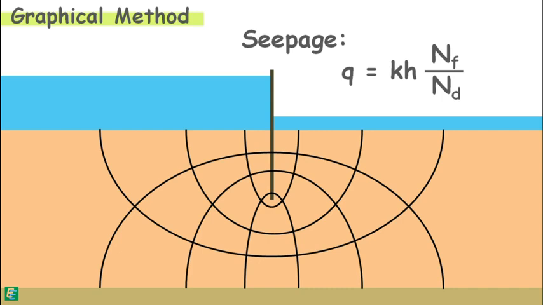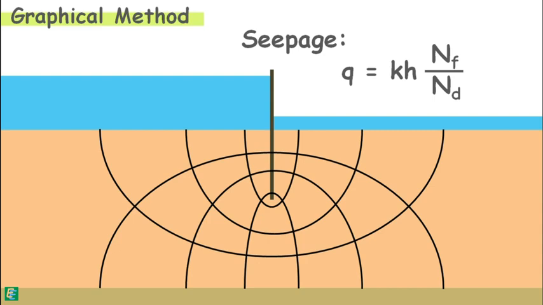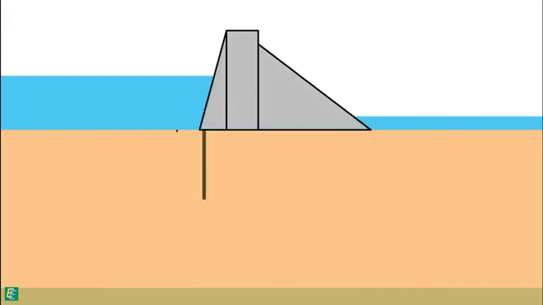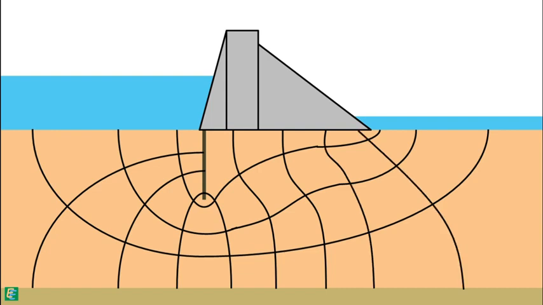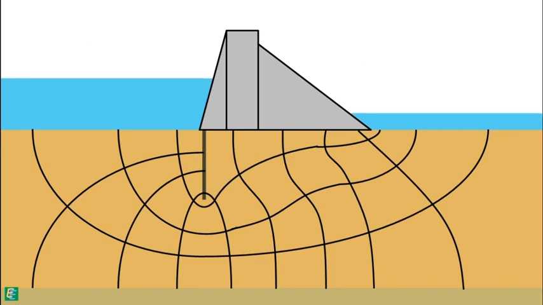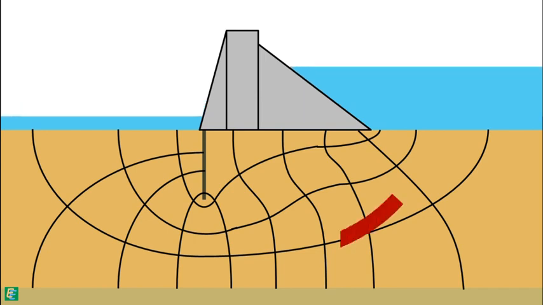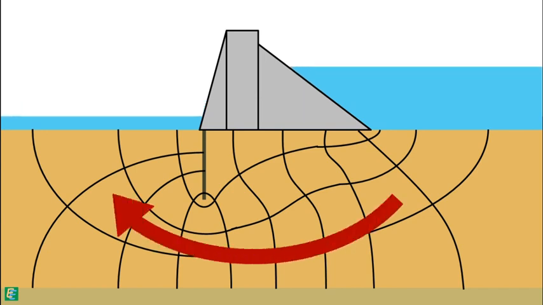We know that for a given set of boundary conditions, the flow net is unique. It is dependent on the boundary conditions. If boundary conditions change, the flow net will also change. But if we change the soil in which the water is flowing, the flow net will not change. Only the permeability of the soil, K, will change. Flow net will also remain unchanged even if the upstream and downstream water levels are reversed. Only the direction of the flow will be reversed.